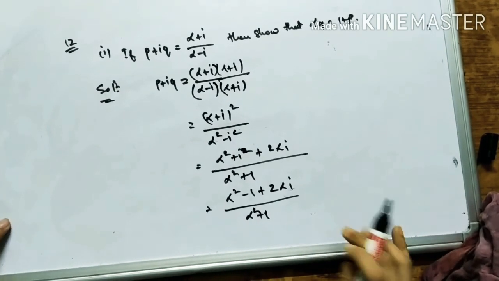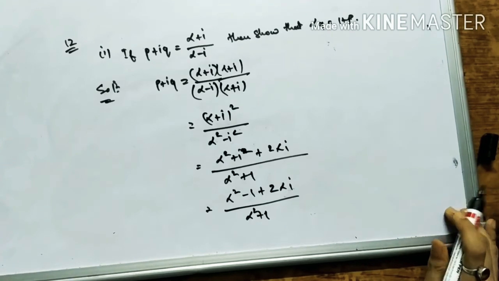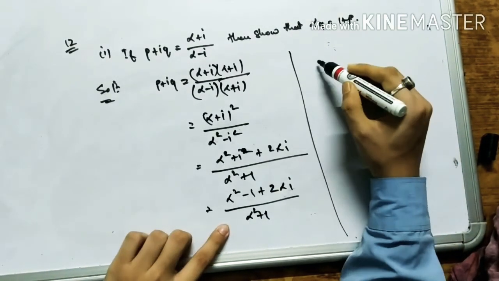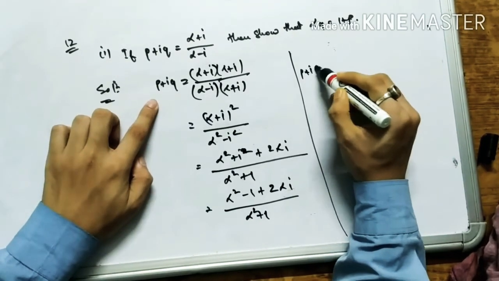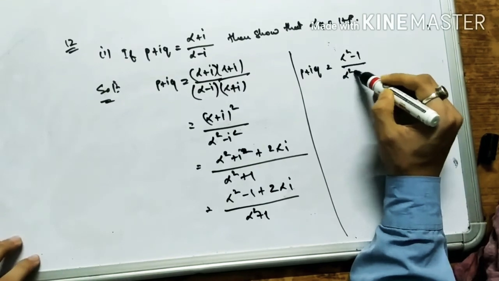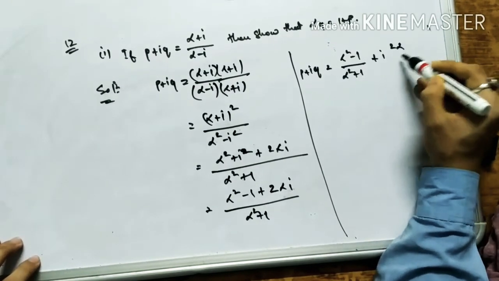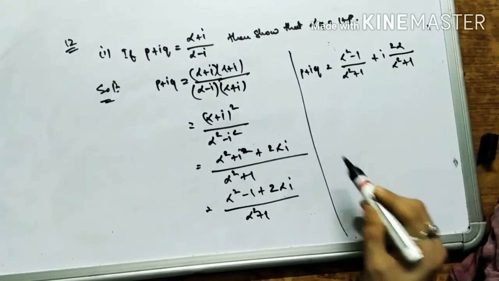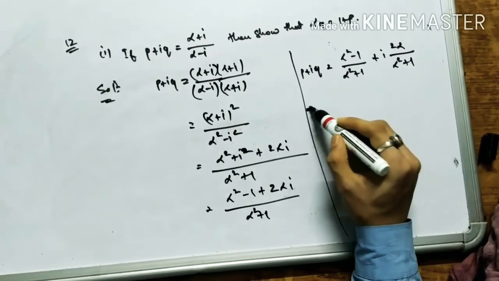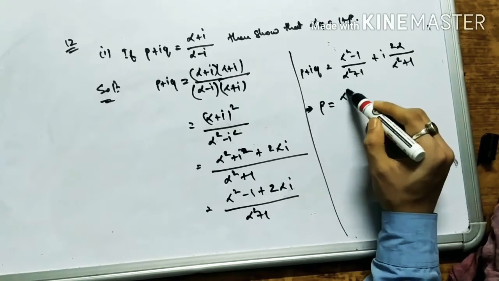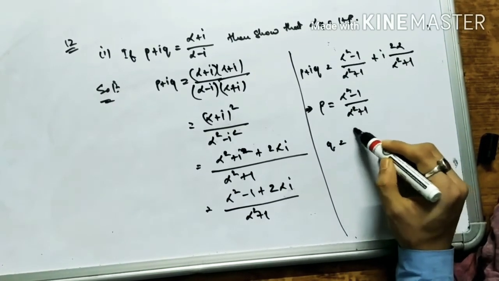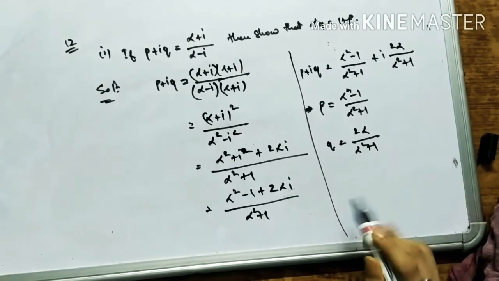So now I will separate the real part and imaginary part. This p plus iq I can write as (alpha square minus 1) by (alpha square plus 1) plus i times 2 alpha by (alpha square plus 1). I am bringing it to a plus ib form. Now these two complex numbers are equal. Therefore I can say that p is equal to (alpha square minus 1) by (alpha square plus 1) and q is equal to 2 alpha by (alpha square plus 1).